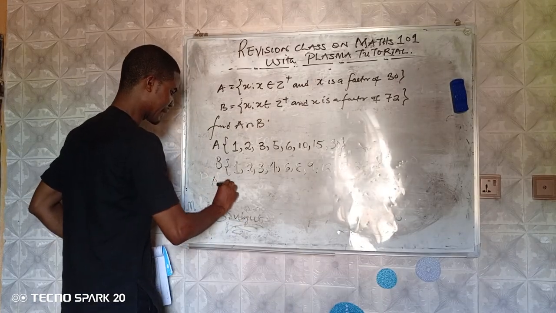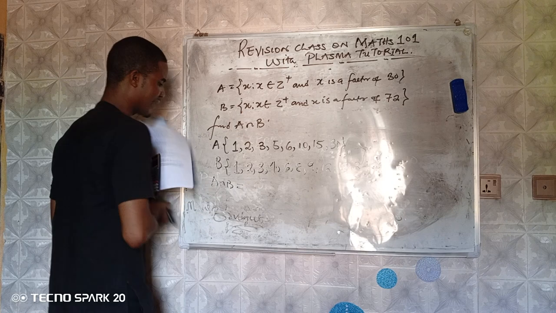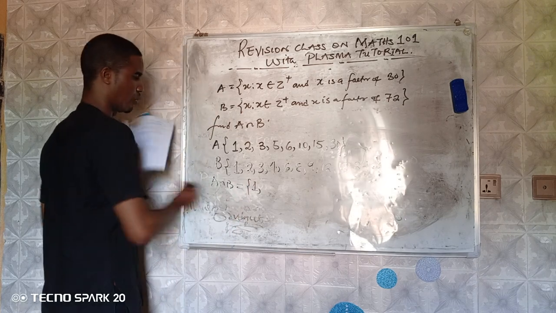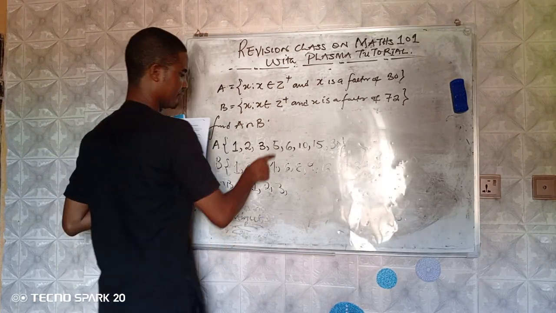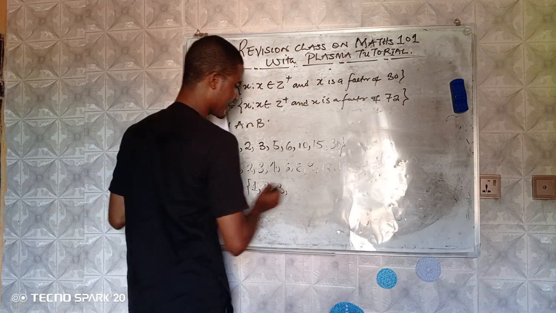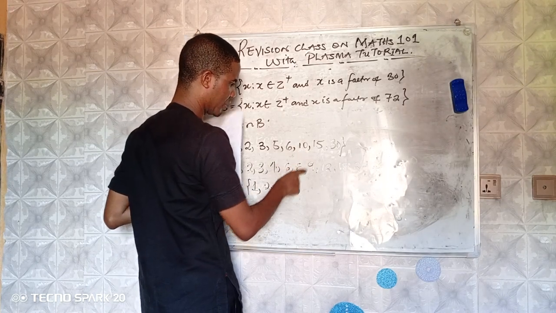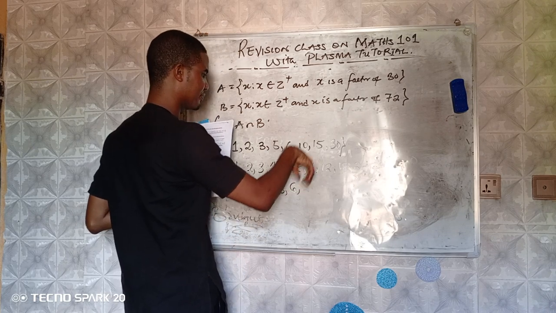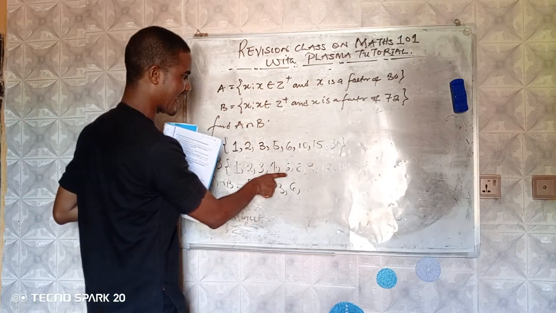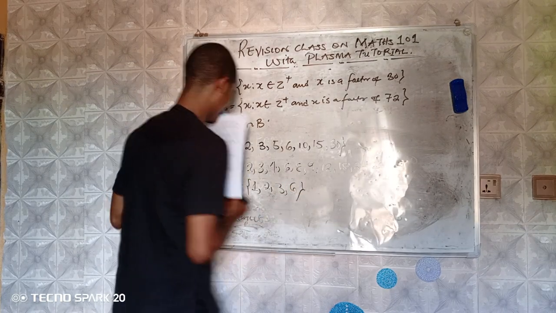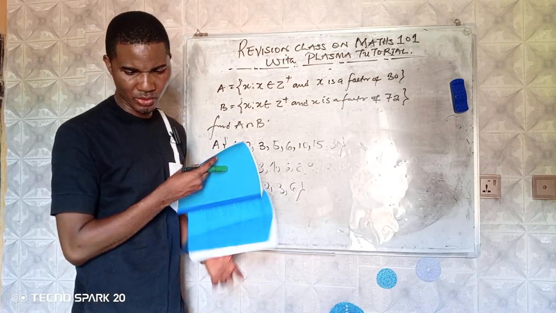So A intersect B: elements that belong to A and also belong to B. So what elements are those? We have 1, we have 2, we have 3, 4 is not there, 5 is not there, we have 6, and 7, 8, 9, 10, 11 are not there. If you observe, it will stop at 6. So A intersect B is 1, 2, 3, and 6. And that is question number 25.